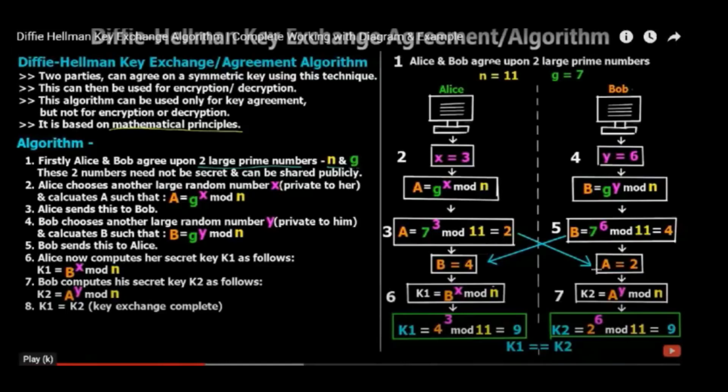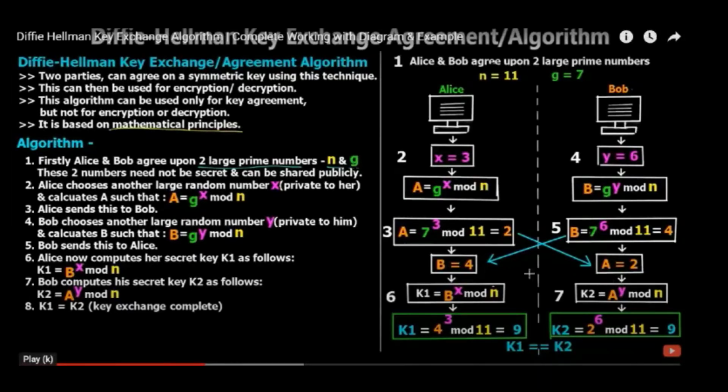Now the values of A and B will be exchanged between the sender and the receiver. I'm going to send A to Bob. Bob is sending B to Alice. So the values of A and B are exchanged. Now here we received B. Here we received A.